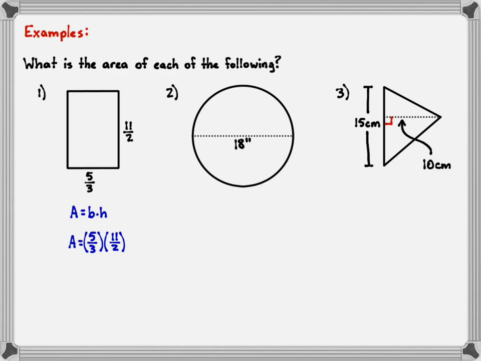So 5 times 11 is 55, and 3 times 2 is 6.